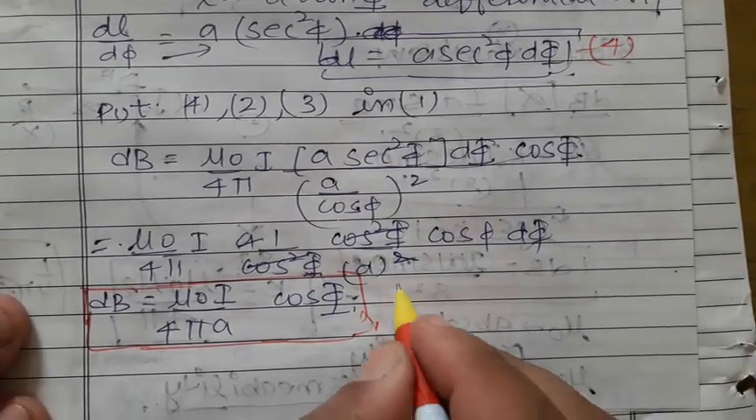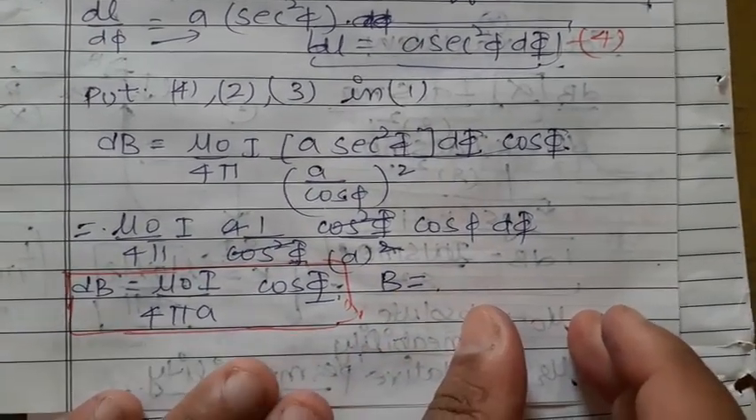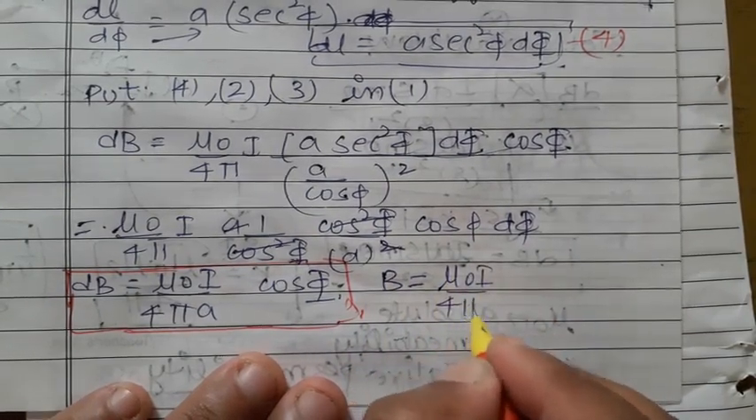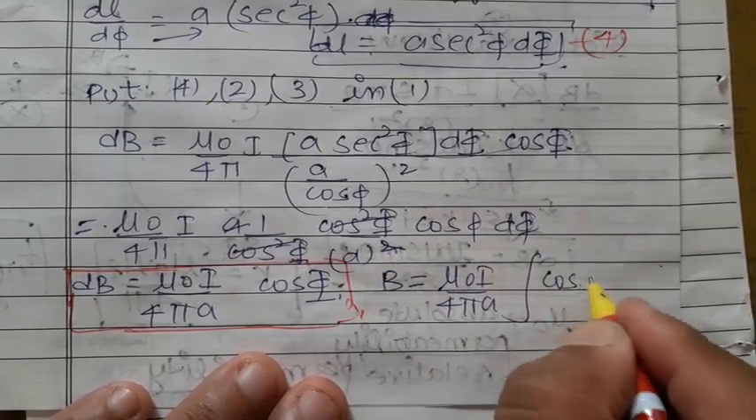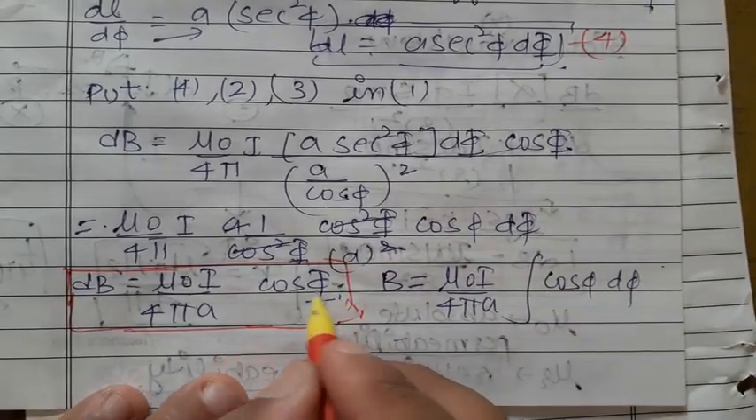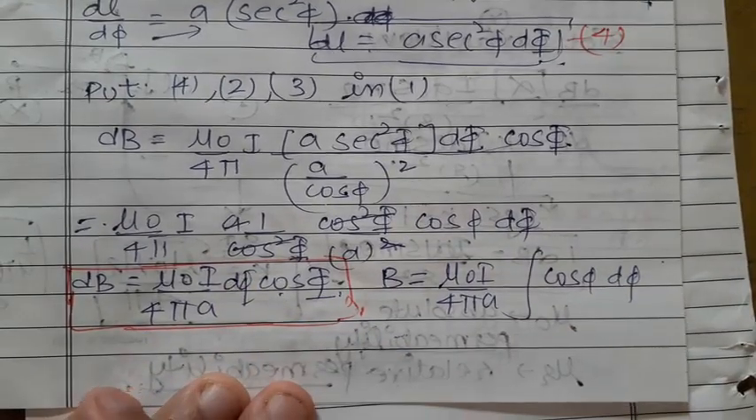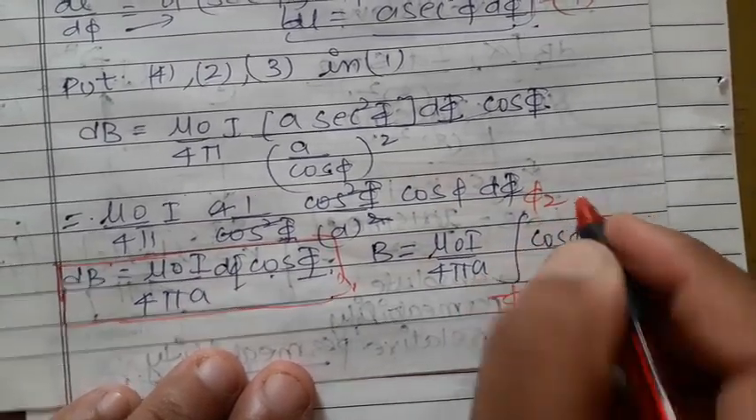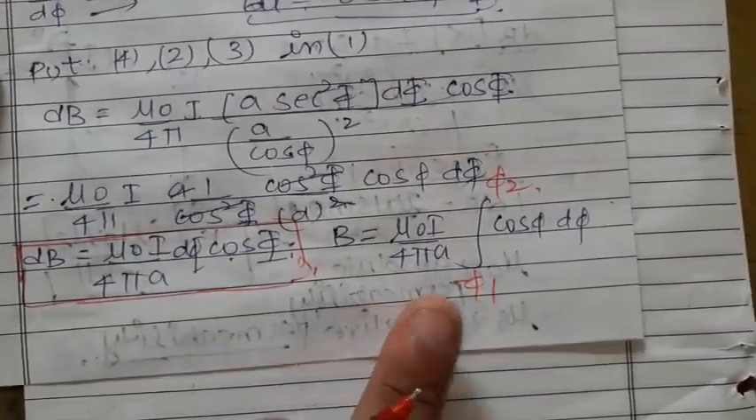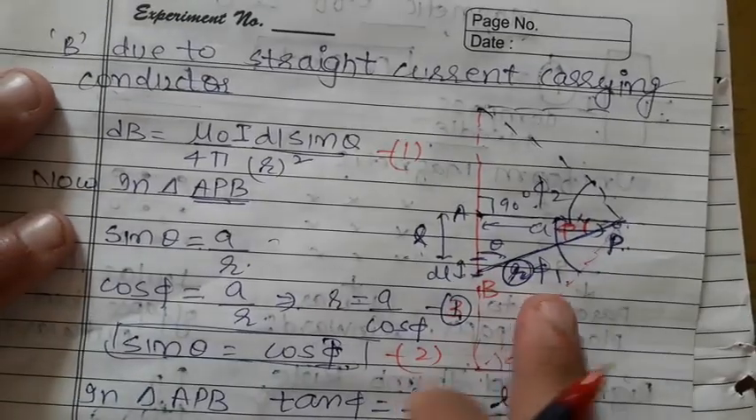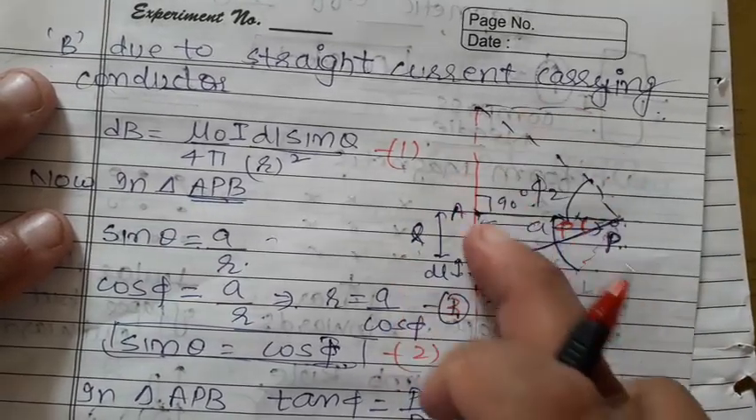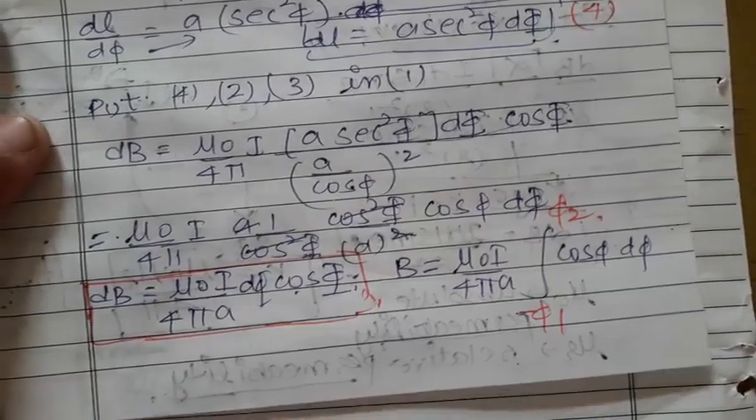Now to find the total magnetic field, let us do the integration. Mu naught upon 4 pi a, integral of cos phi into d phi. There was d phi also. The problem is the limit. You can see that the limit will be phi 1 to phi 2. Why is it negative? I am taking it negative here. You can check. You can see this is anti-clockwise, but this is clockwise. But you know that in the quadrant it is like this, so it is opposite to this. That is why I am taking minus phi.